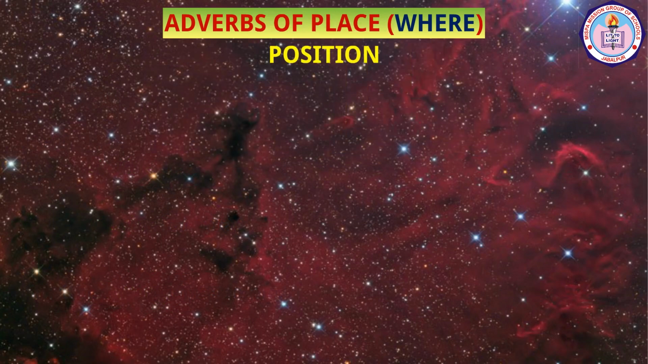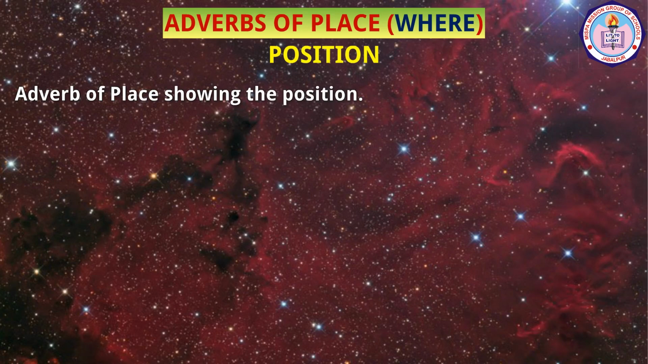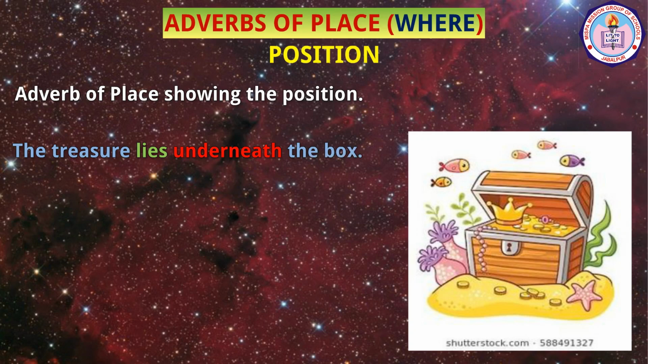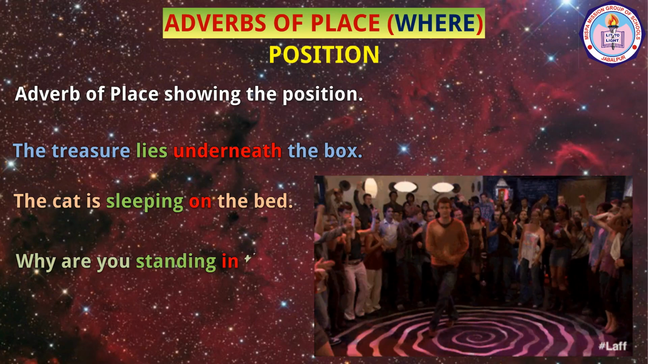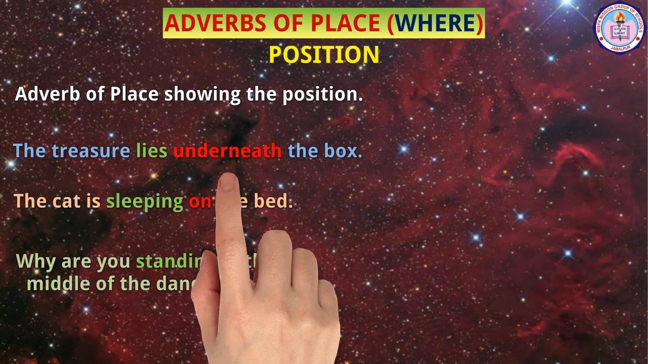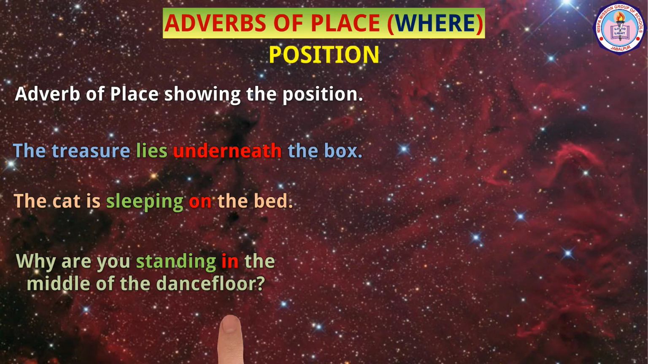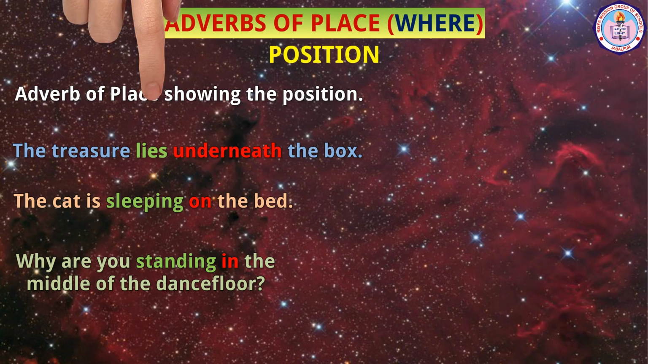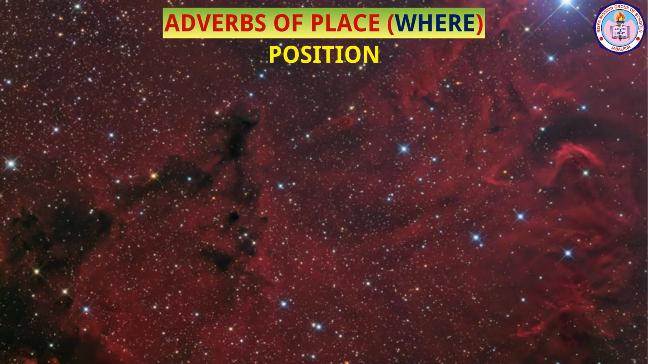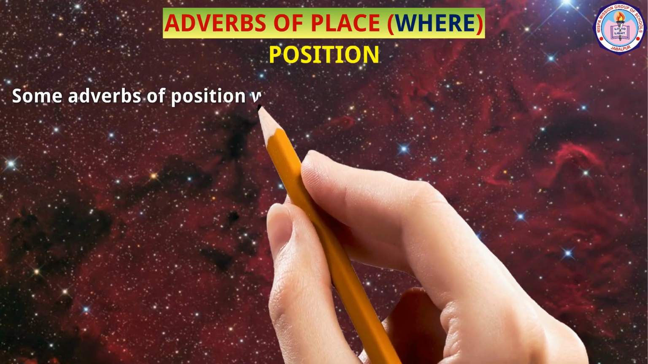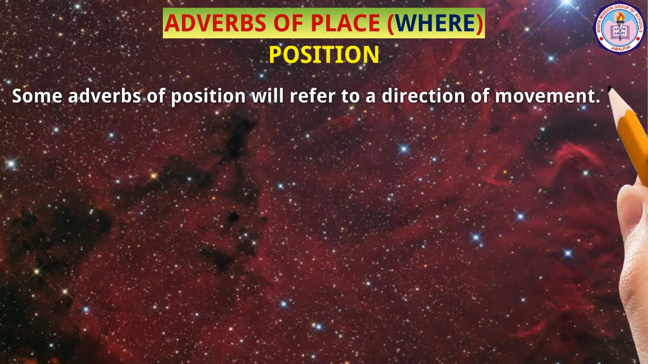Position. Let us see some examples of the adverbs of place showing the position. The treasure lies underneath the box. The cat is sleeping on the bed. Why are you standing in the middle of the dance floor? Underneath, on, and in are the adverbs of place which show the positions. They modify the verbs lies, sleeping, and standing respectively. They are prepositions also.